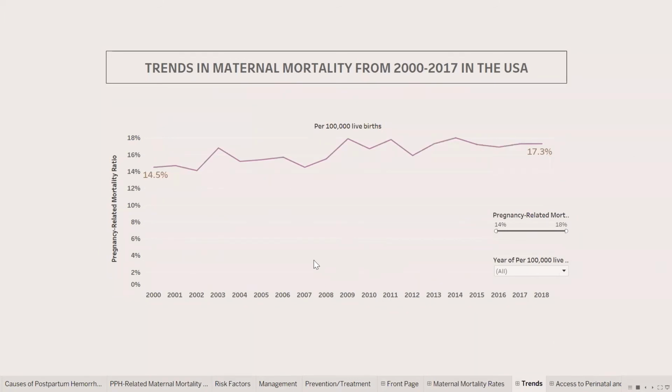This dashboard explains the trends in maternal mortality rates from the year 2000 to the year 2017 in the US. So as you can see, the maternal mortality rate has been increasing from 14.5% in the year 2000 to 17.3% in the year 2018, and these mortality rates are still increasing.